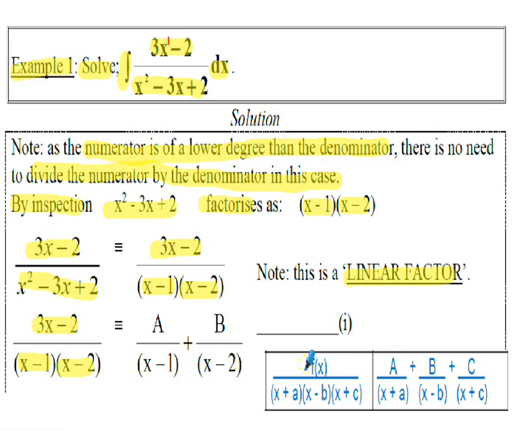Here's an extract from a previous table. If we have the function of x over two brackets, the x plus a and the x minus b, shown generically here, then our output format will be a over x plus a plus b over x minus b. We don't need a third partial fraction in this case. So applying that to our problem here, that will now be written as constant a over the x minus 1 bracket, and we add to that constant b over the x minus 2 bracket. Label that equation 1 purely for reference. On our next slide we're going to solve for the constants a and b.